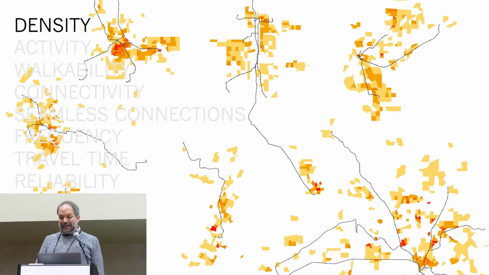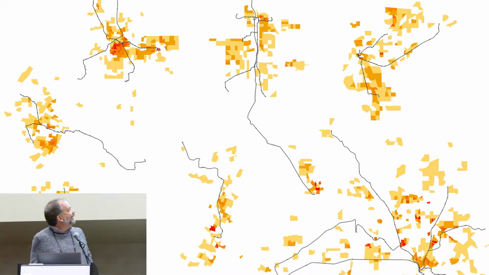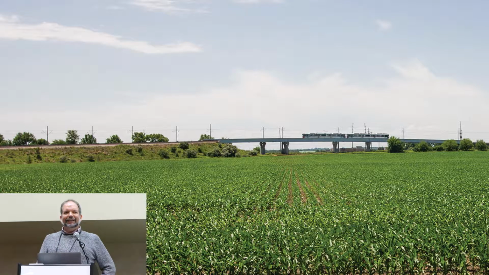Why does density matter? Density matters because it's how many people you can serve with each of your stops. Obviously, if you build light rail into the middle of a cornfield, there are no people to get on it, and you will not get ridership. We impact density in a lot of ways. What this means is that land use planning is one of the biggest factors in the success of transit.